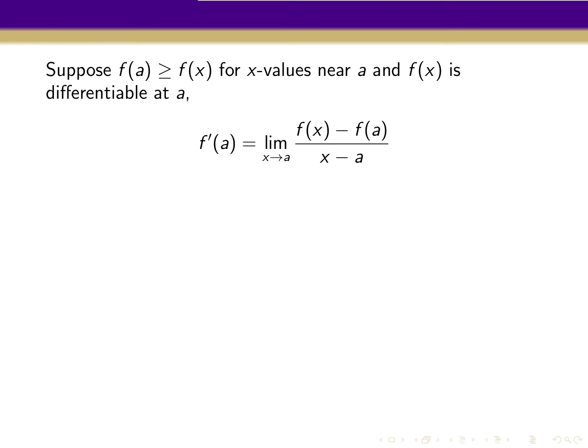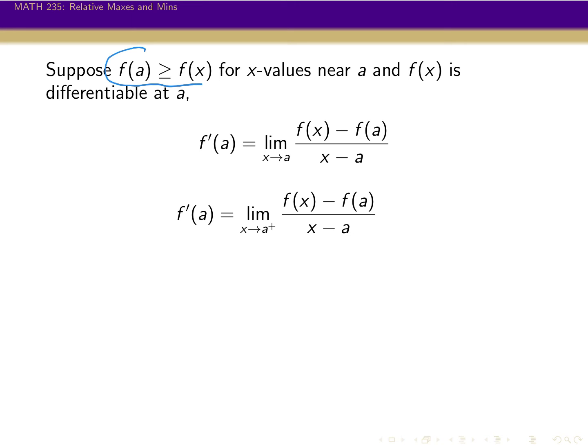And so we have this limit as x goes to a of (f(x) minus f(a)) divided by (x minus a). This exists. And if this limit exists, this means that the two one-sided limits exist. So first let's focus on the limit to the right. This limit on the right exists, and it's still going to equal the derivative. On top we have f(x) minus f(a), but we know that f(a) is greater than or equal to f(x) for all x values near a. And so that means that f(x) minus f(a) is smaller.